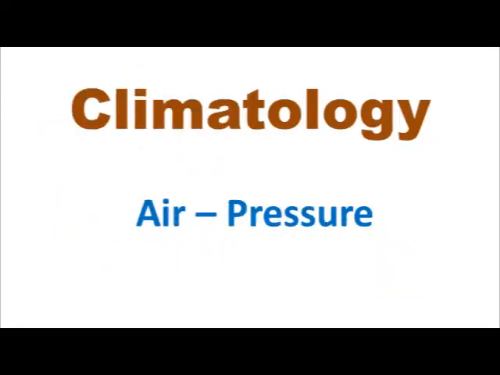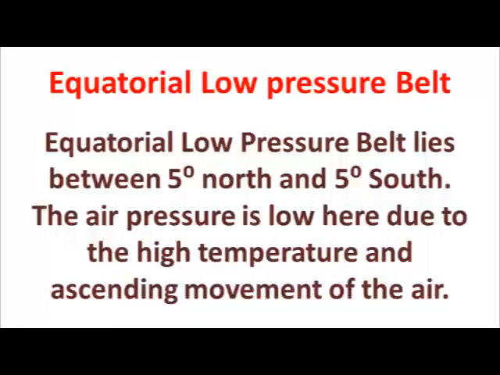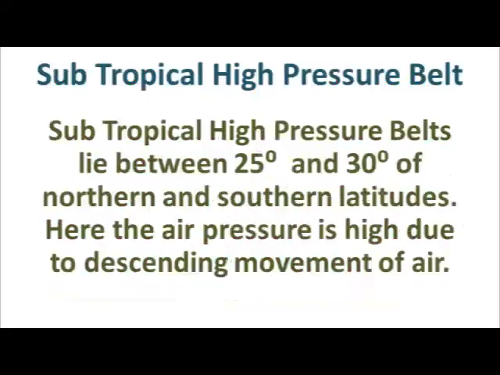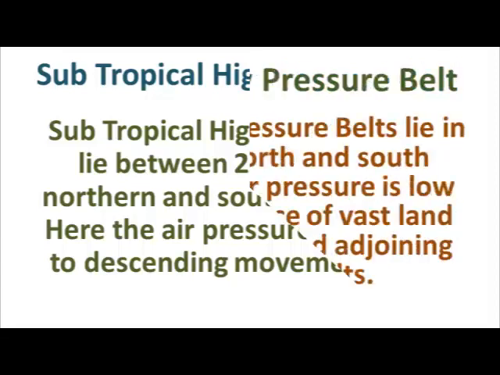Air pressure. Now, let's see the terms in air pressure. Equatorial low pressure belt. Equatorial low pressure belt lies between 5° north and 5° south. The air pressure is low here due to the high temperature and ascending movement of the air. Subtropical high pressure belt. Subtropical high pressure belts lie between 25° and 30° of northern and southern latitudes. Here the air pressure is high due to descending movement of air.